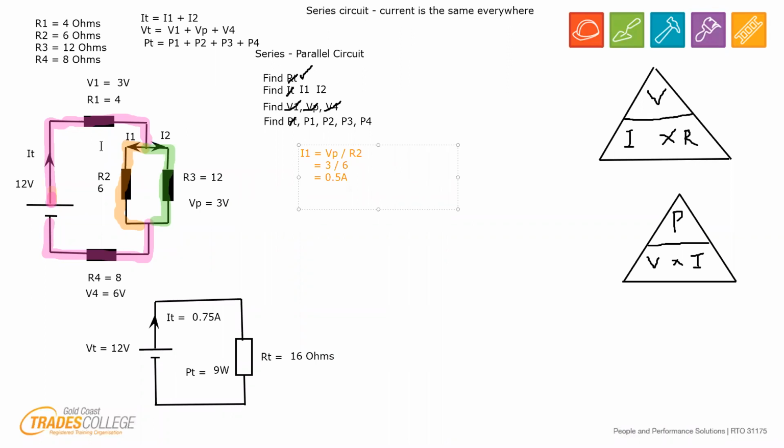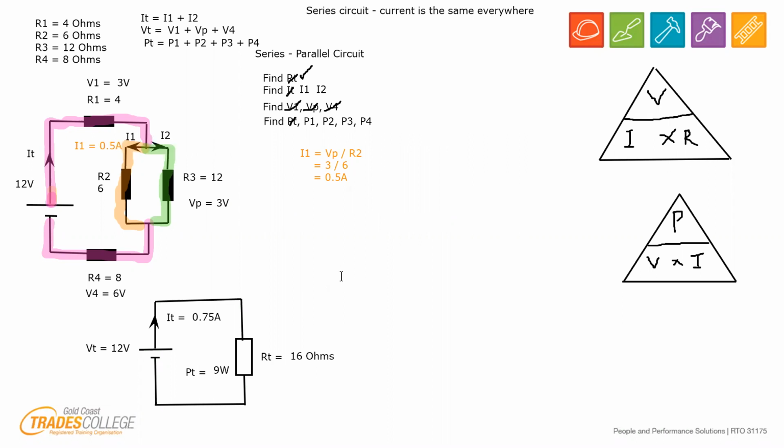So 3.4, I can write that in at this point over here. So I1 equals 0.5 amps. That's gone too far. Let me just move it over so you can see it. There we go. It's going down that way.